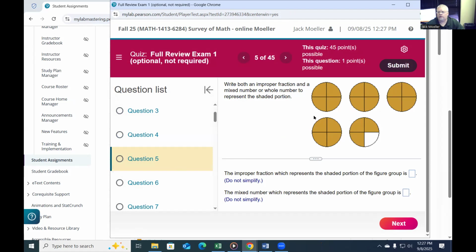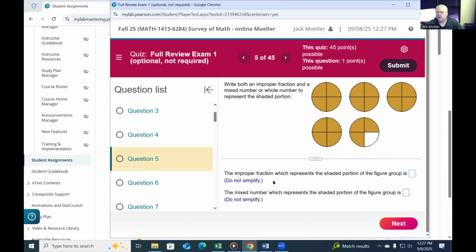So now we get into fractions. Do you know how to make improper fractions and mixed numbers from a picture? I can guarantee you this will be a test question. Right? So improper fraction, make sure you get the denominator correct. In this particular instance, all objects are divided up into 4 pieces. So the denominator is 4 because each piece is a fourth of the object.